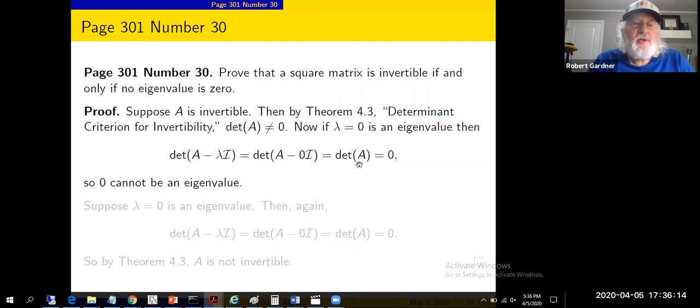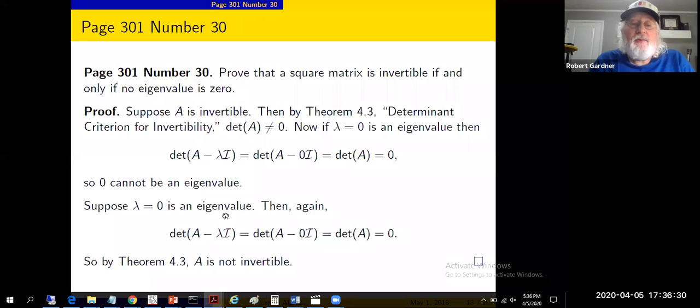It leads to a contradiction. It says if and only if, so we've shown if the matrix is invertible, then 0 is not an eigenvalue. Let's do it the other way around. The other implication would be if 0 is an eigenvalue, then the matrix A is not invertible. It's actually the contrapositive of the other implication.